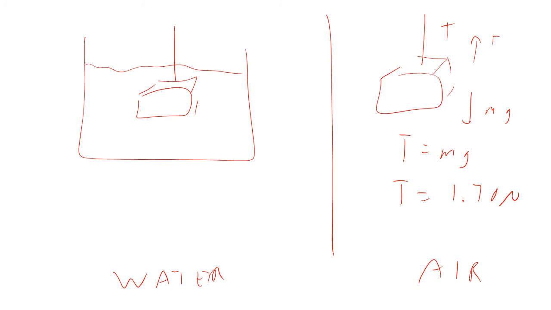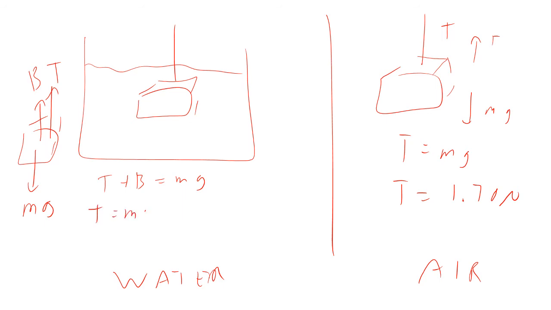Okay, well now, free body diagram, we would have the block here. We've got mg pulling down, okay? We've got buoyancy force up, and we got tension up. So it's clear to see that tension plus the buoyant force equals mg. So the tension is going to be equal to mg minus the buoyant force. So that's going to be equal to 1.7 newtons minus 0.63 newtons. So the tension is 1.07 newtons.